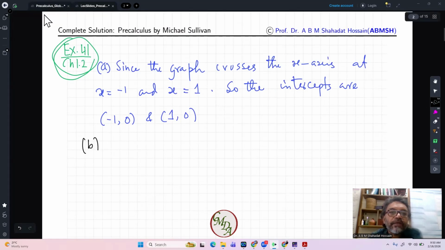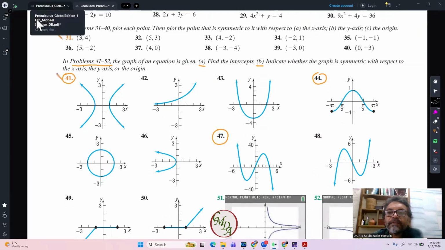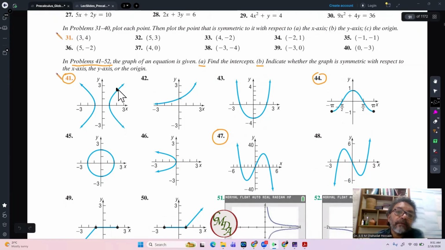The second part of this question says: indicate whether the graph is symmetric with respect to the x-axis, y-axis, and origin. So clearly we can see that for every point (x, y), there is a point (x, -y). So it is symmetric about the x-axis. If we have a point (x, y), then we also have a point (x, -y). So if it is (x, y), then this point is (x, -y).